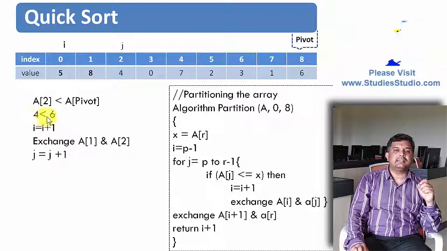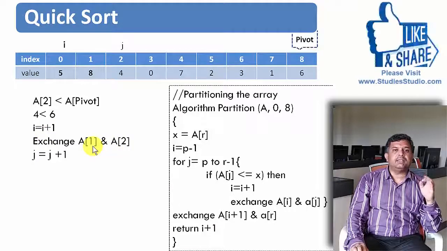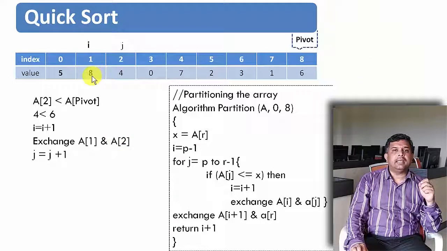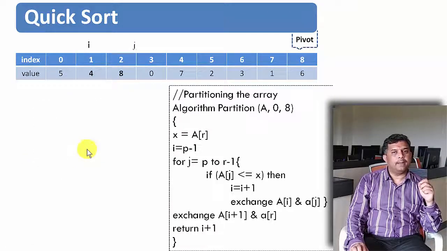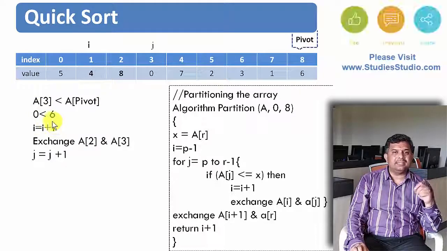4 is less than 6. The same thing we are going to do. We are going to increment i by 1 and exchange the A1 value and A2 value. So i is incremented by 1 and these two values, 4 and 8, got exchanged, and j is now incremented by 1. Now the A3 value is 0 and the pivot value is 6.